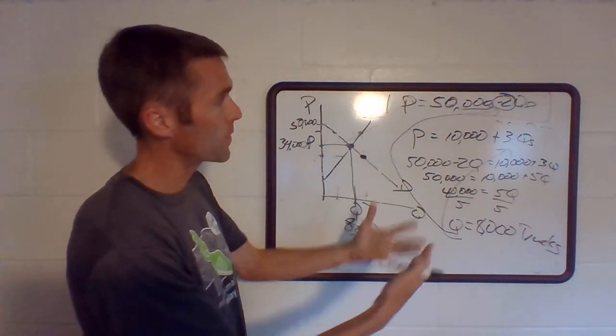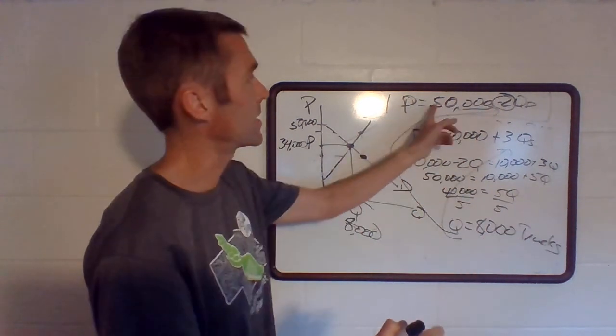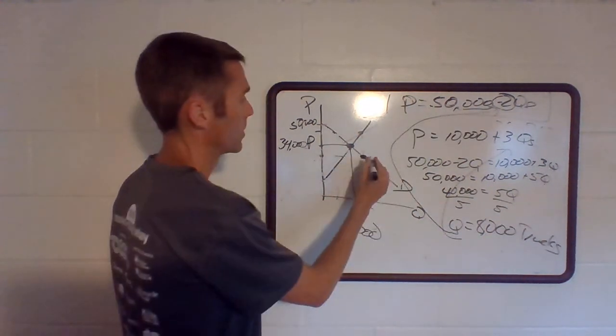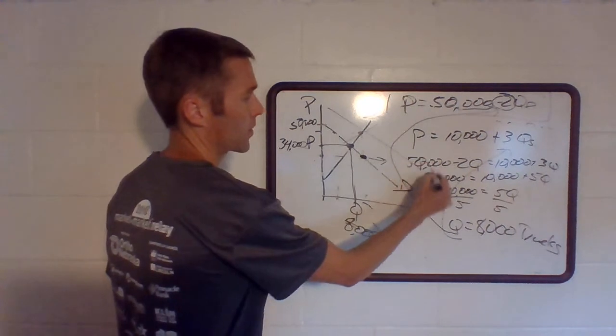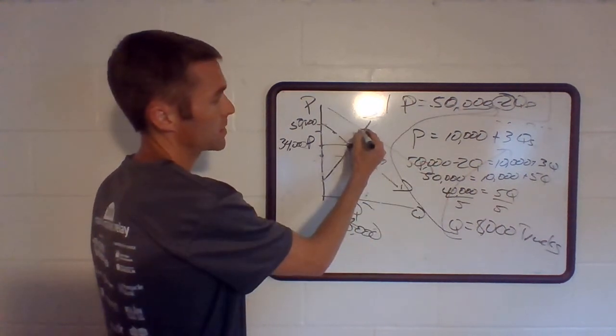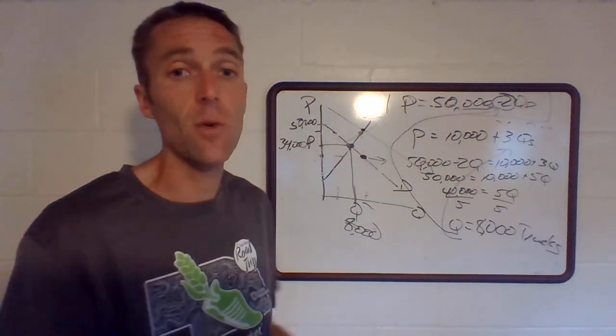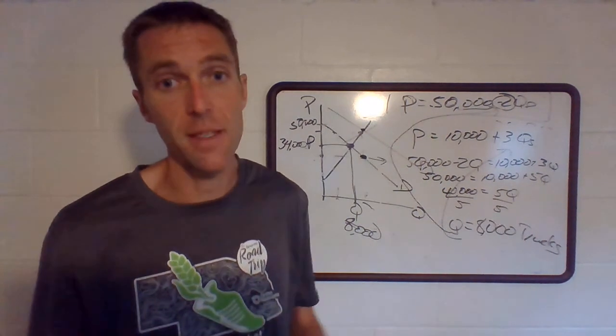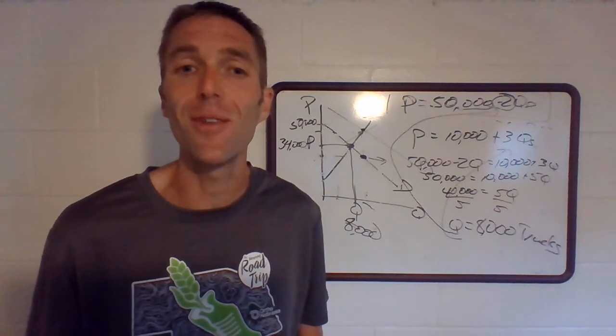If you were posed with a question, demand increases to 60,000 minus 2Q, the demand curve shifts this way, we can see that our new equilibrium price and quantity will go up. That's well spelled out in your reading, so I'll leave that up to you.